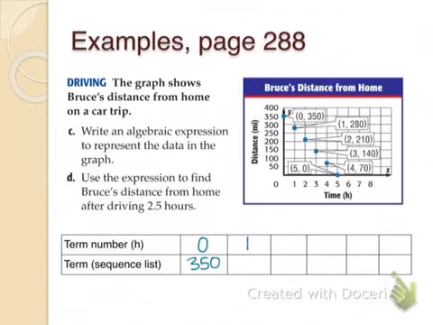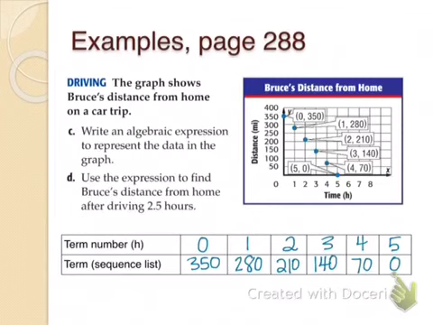The next one would be 1. So 1 and 280. The next one's going to be 2 and 210. The third one is 3 and 140. The fourth one is 4 and 70, fourth term. And then my fifth one is 5 and 0.